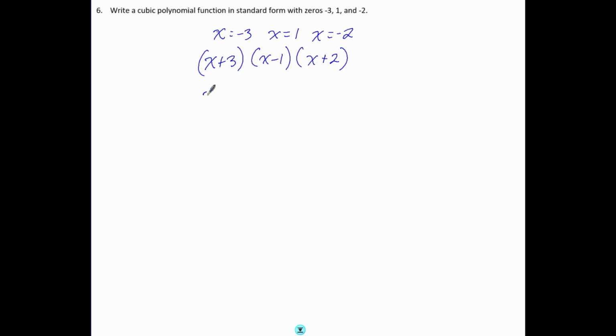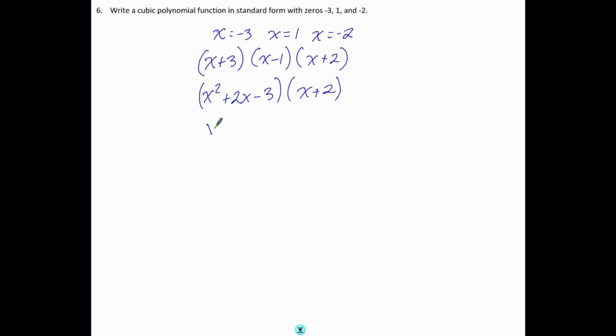So let's see, I'll get x squared. I'm going to still need a parentheses. And then minus x plus 3x, that'll get me plus 2x. And then 3 times negative 1, that'll be negative 3. We still have this x plus 2 coming down, and we have to now multiply everything by x plus 2.